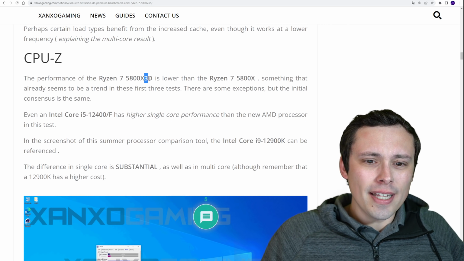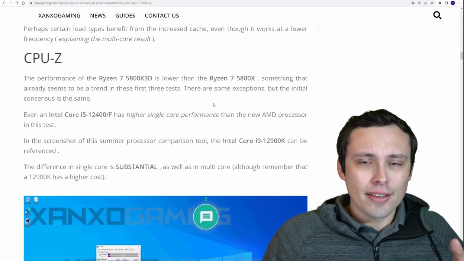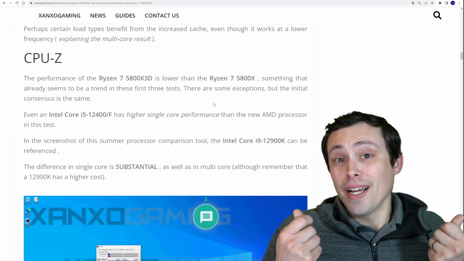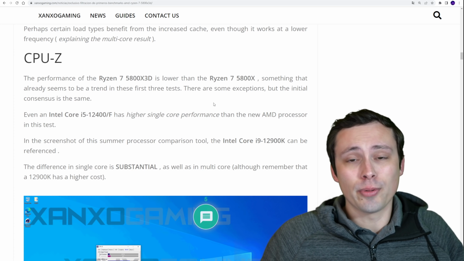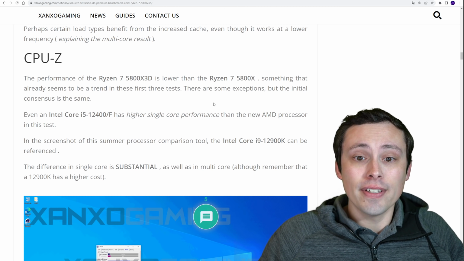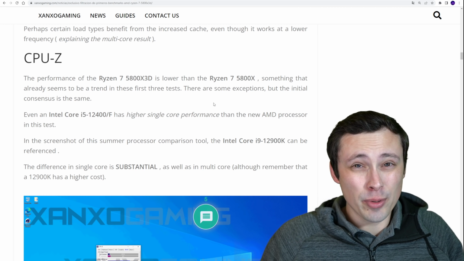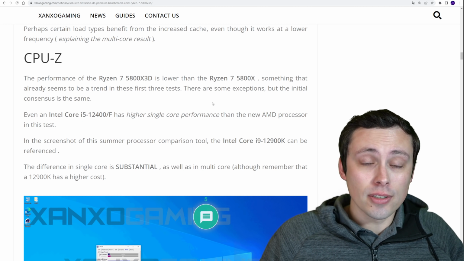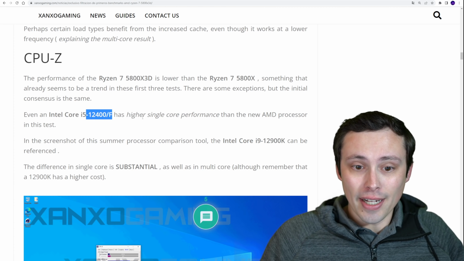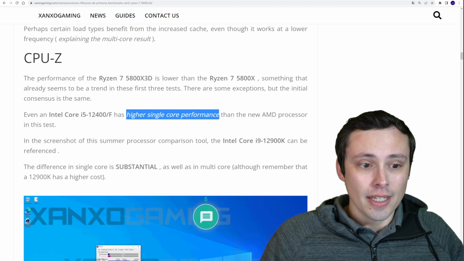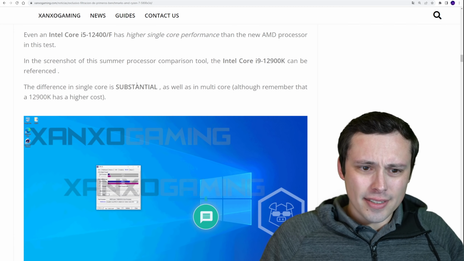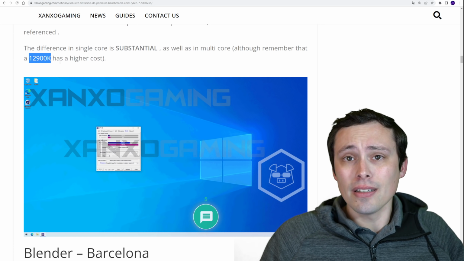Now, why would that be happening? The big deal with the 3D V-Cache is that it's going to give the processor lots of cache to work with, but not every application needs that or will benefit widely from that. This is mostly targeted at gaming, and we will see at least one gaming benchmark result, which does look a lot more promising. But they're seeing that even an i5-12400 or 12400F is having higher single core performance than this 5800X3D. And let's see, it looks like the 12900K, which by the way is a lot more money than this.